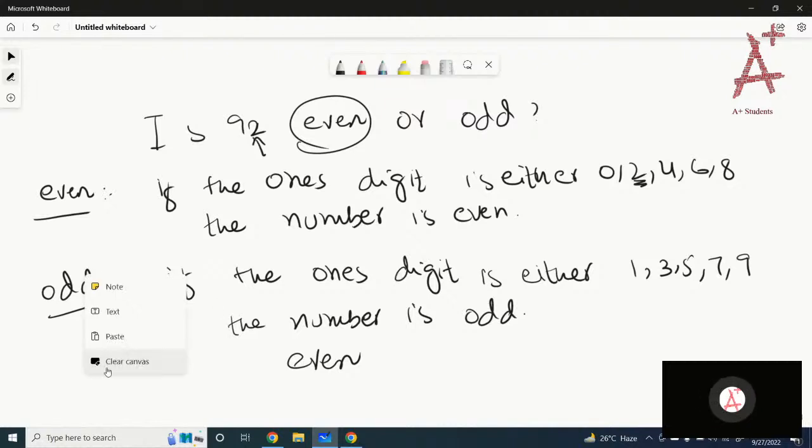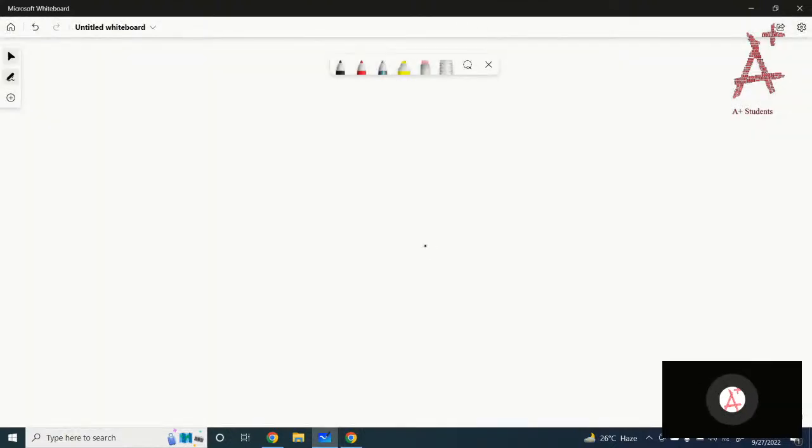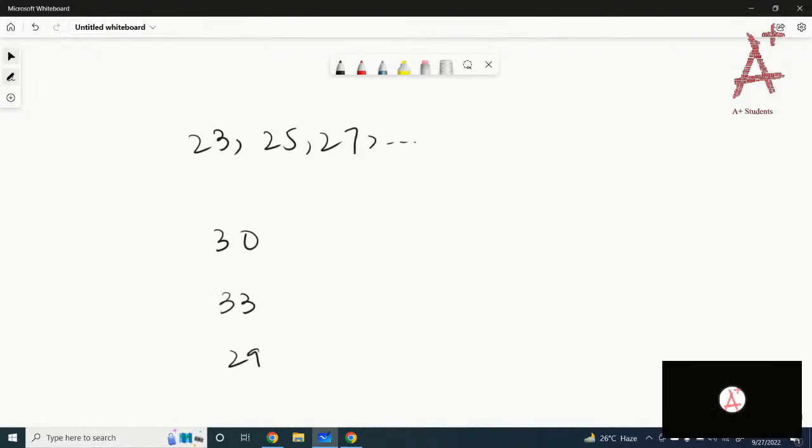Okay, the next one is which odd number comes next. You are given 23, 25, 27. You need to see which is the next odd number. The options are 30, 33, and 29. Right after 27 you have the next odd number. The odd number is 29. Got it? Because 9 is odd.